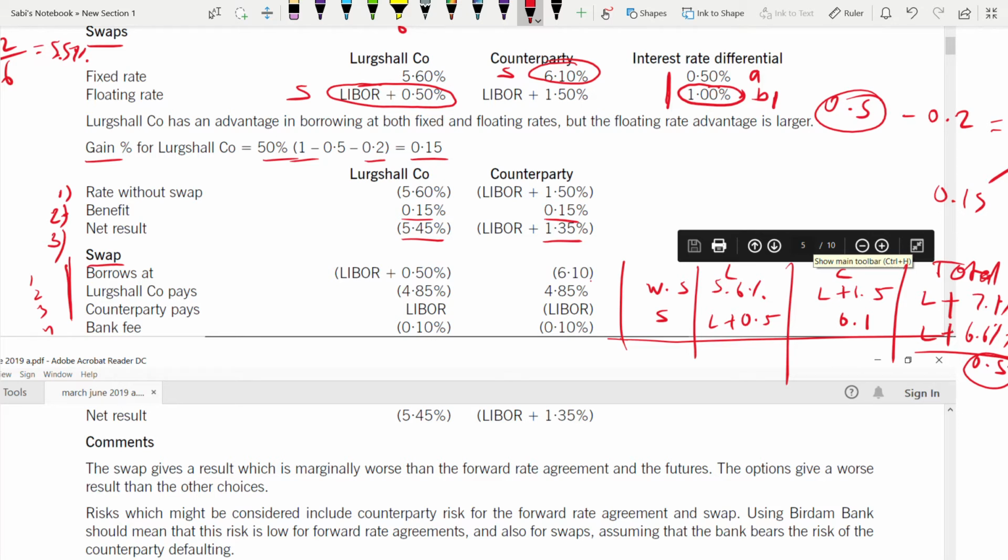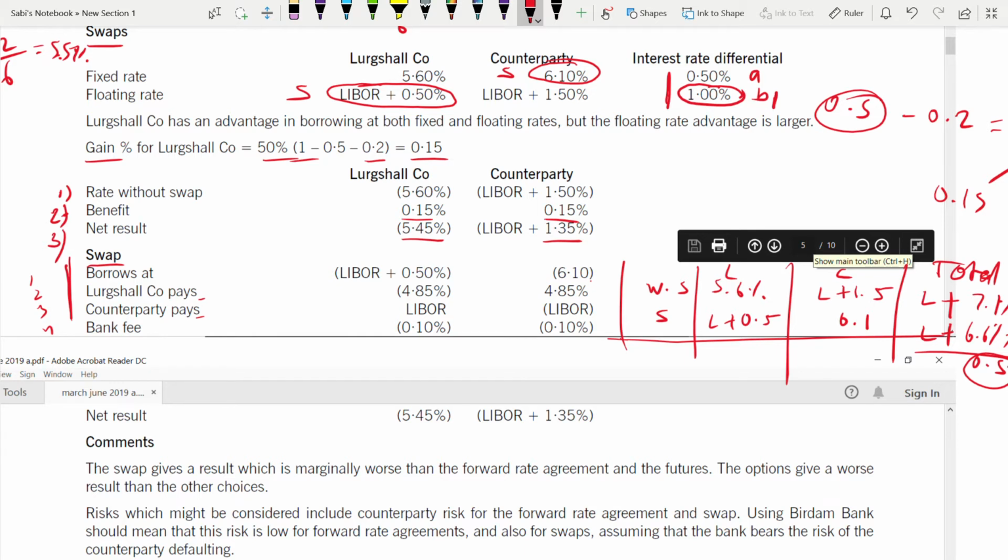Coming to these 2 things: Lakshal company pays and counterparty pays. Of course, one company is paying and one company is receiving. If you see one number in bracket for some company, in another place it is without bracket. Same figure only. That means some company is receiving, the other one is paying. If I pay to you, you are receiving. For me it will be in bracket, for you it will be without bracket, but the amount will be the same.